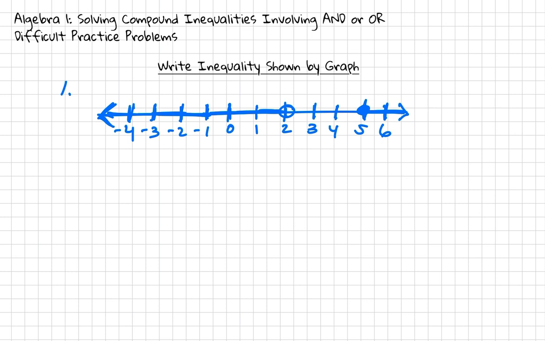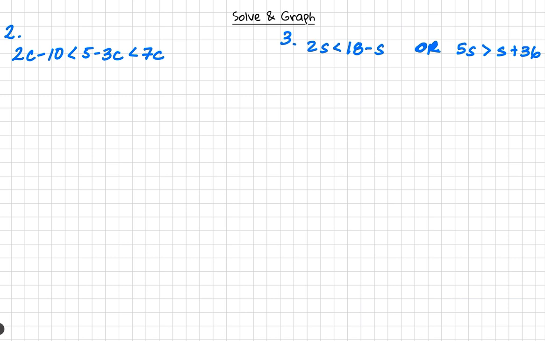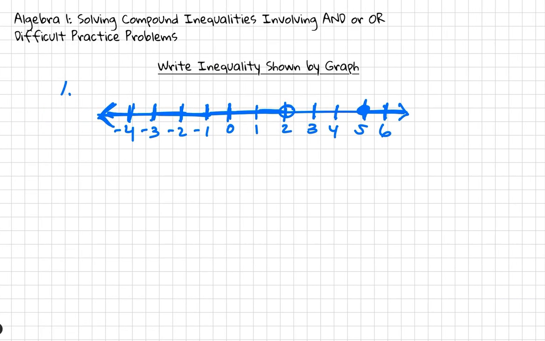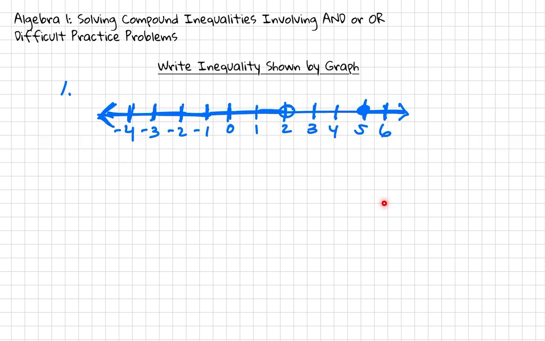And for this first question, for this first part, it'll be about going from the graph to writing the inequality. And then the second part will be going from the inequality, solving it, and then going to the graph. So for this one, we have the graph in front of us, and we need to figure out what the inequality is. So these highlighted parts are the actual part that represent the inequality on the number line.